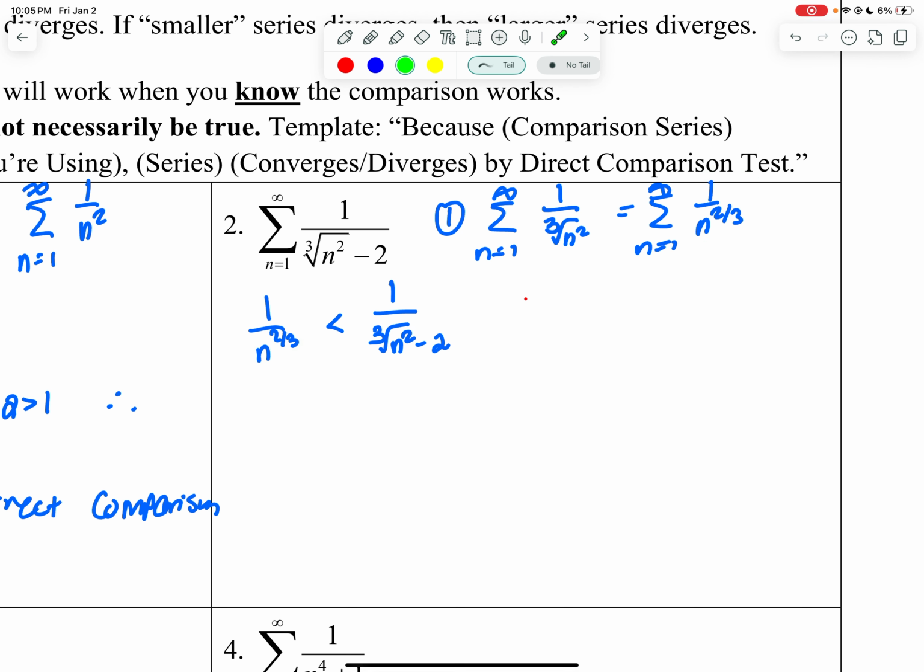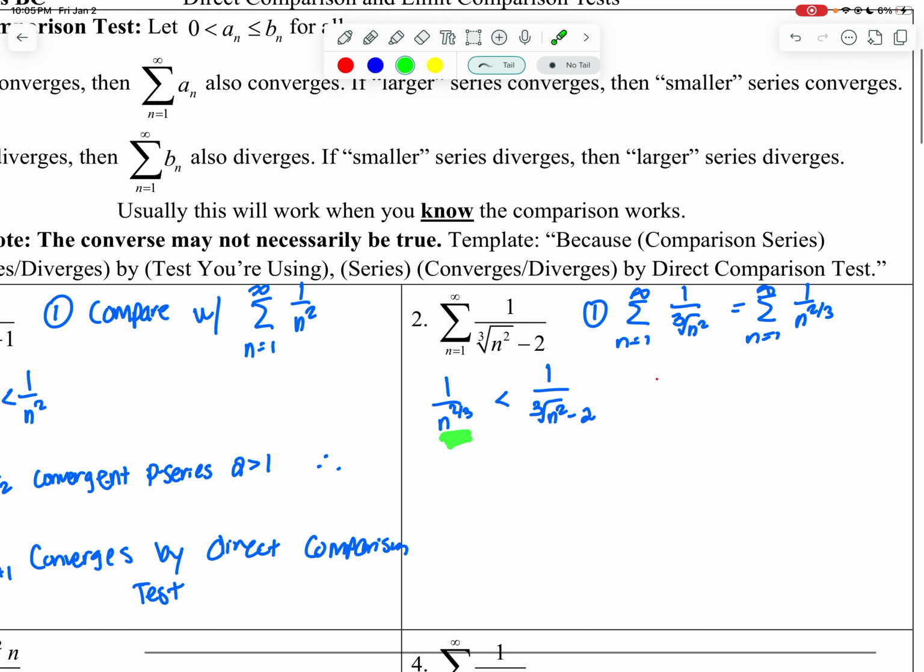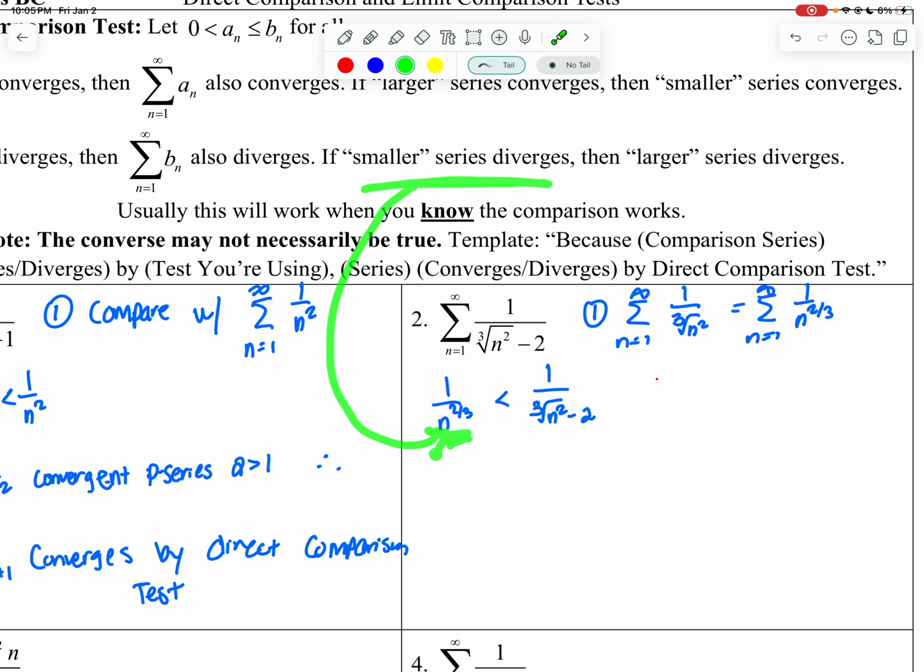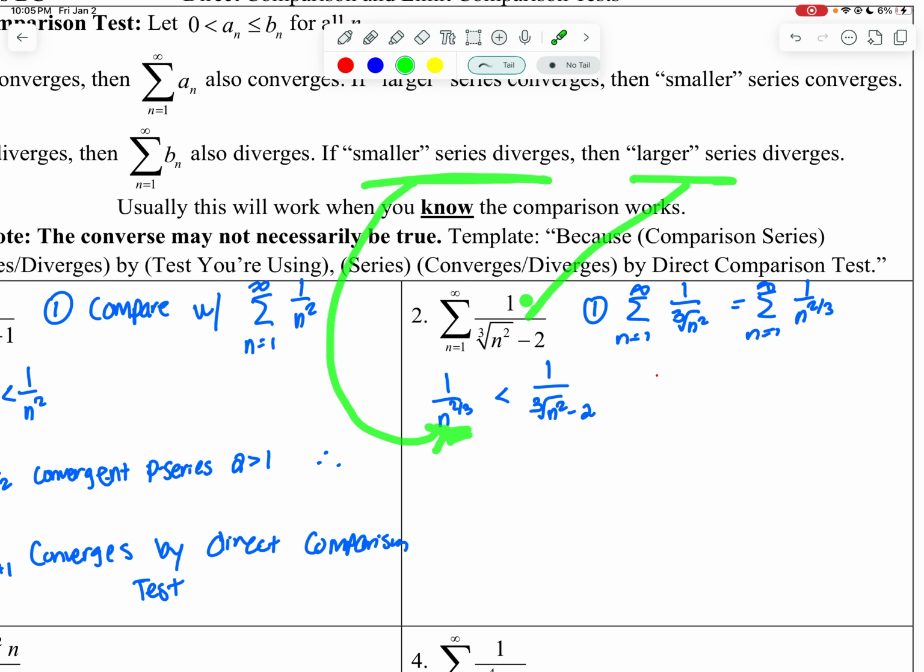1 over n to the 2/3 is going to be a divergent p-series, so it should be on the left side, because if the smaller series diverges, which was what we're comparing with, then the larger series, which is what this is right here, is also going to diverge.